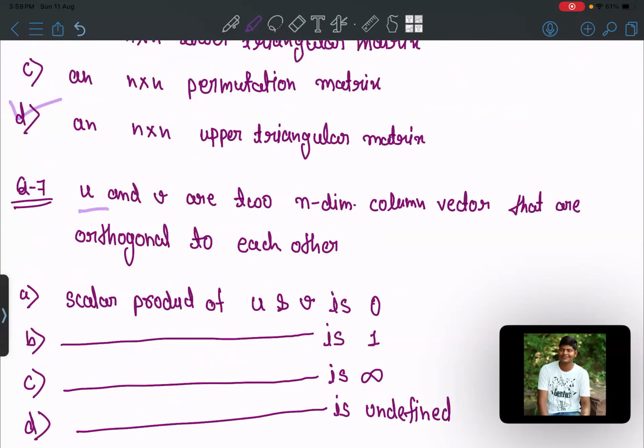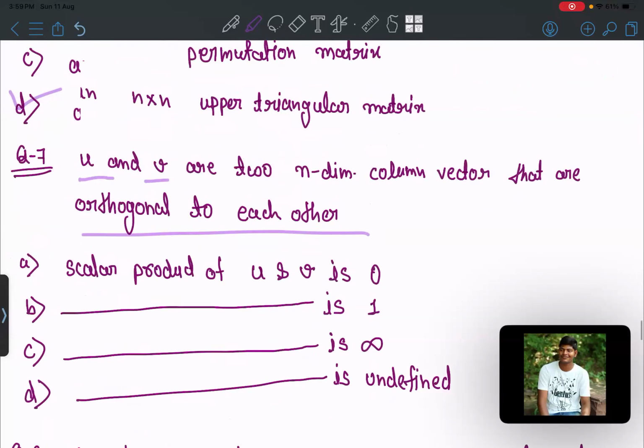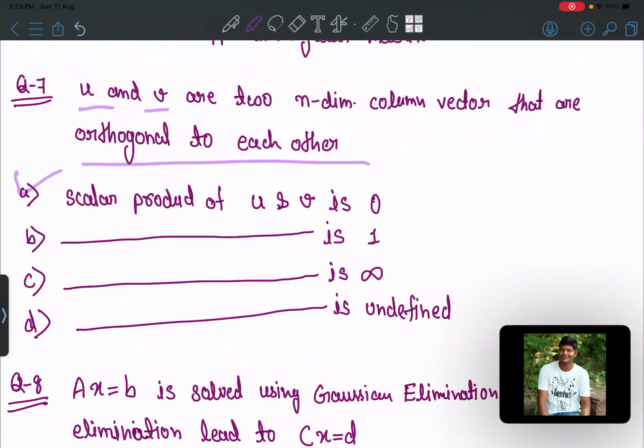Then suppose you have two vectors u and v. They will be orthogonal when their dot product is 0.